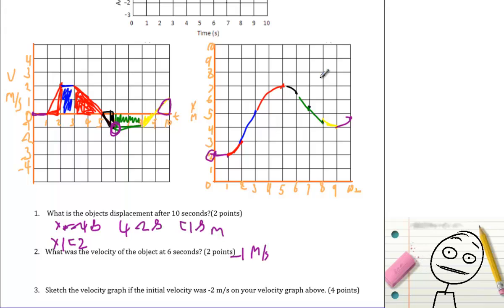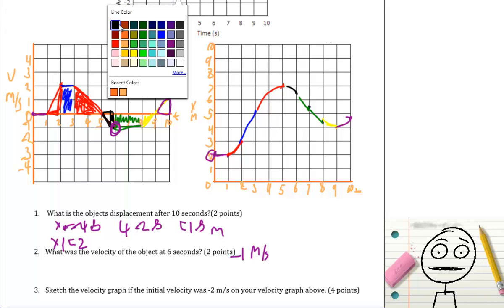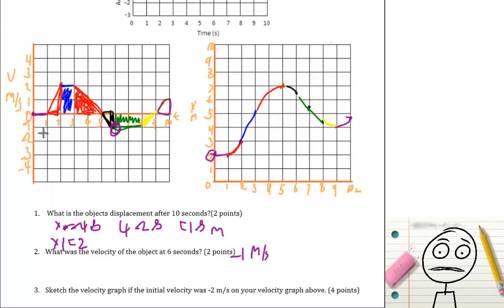And number 3, sketch the velocity time graph if the initial velocity was negative 2 meters per second on the velocity graph above. Does this change a whole lot? The answer is no, not really, right? Because the starting position is telling me where to start my graph, but acceleration graphs slopes. It doesn't graph velocities. So I could come over here and I could say, all right, negative 2 is where I start. I still have no acceleration for the first second.